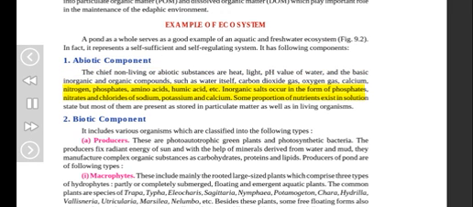Inorganic salts occur in the form of phosphates, nitrates and chlorides of sodium, potassium and calcium. Some proportion of nutrients exist in solution state, but most of them are present as stored in particulate matter as well as in living organisms. 2. Biotic component. It includes various organisms which are classified into the following types. Producers. These are photoautotrophic green plants and photosynthetic bacteria.